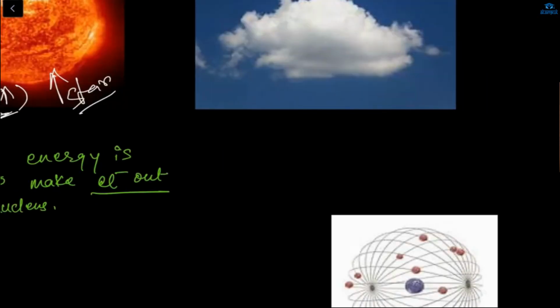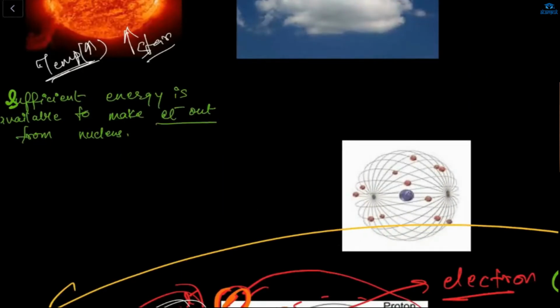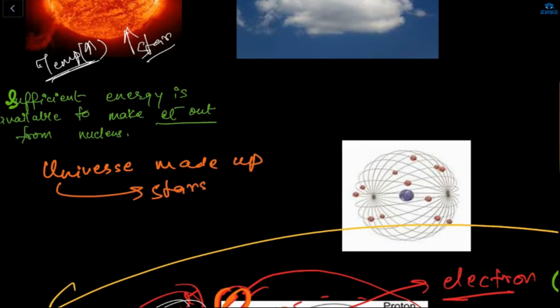Let me write. See, the universe is mostly made of plasma, like the surface of the sun is also made up of plasma. Yes. All of the stars are made of plasma. The universe is made up of what? Mostly of stars. Okay.